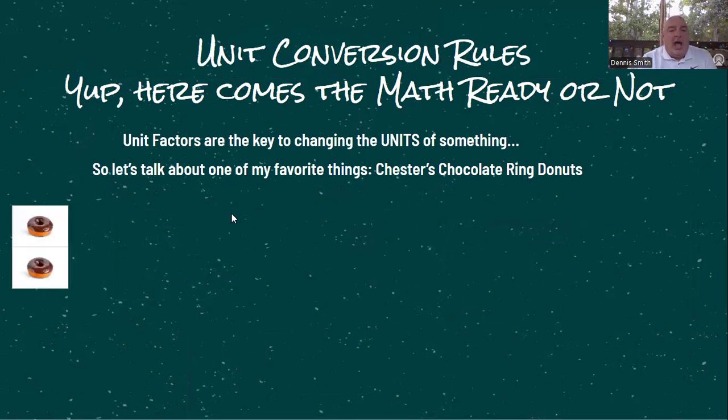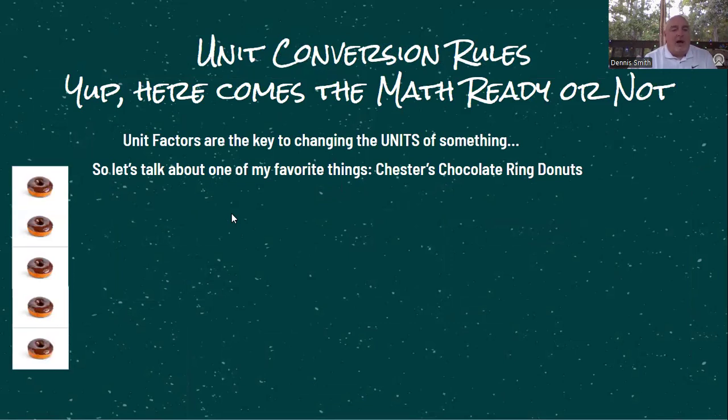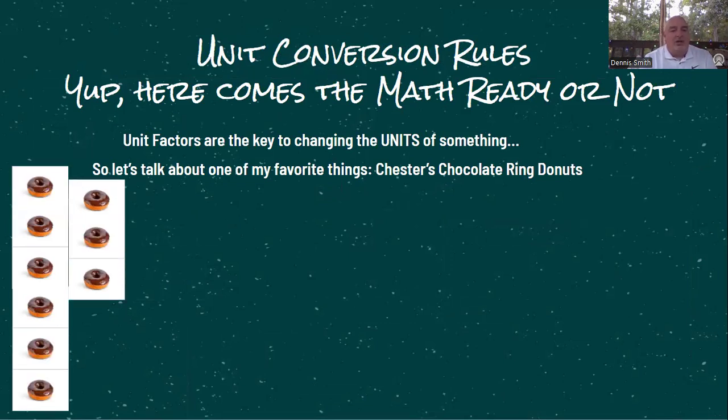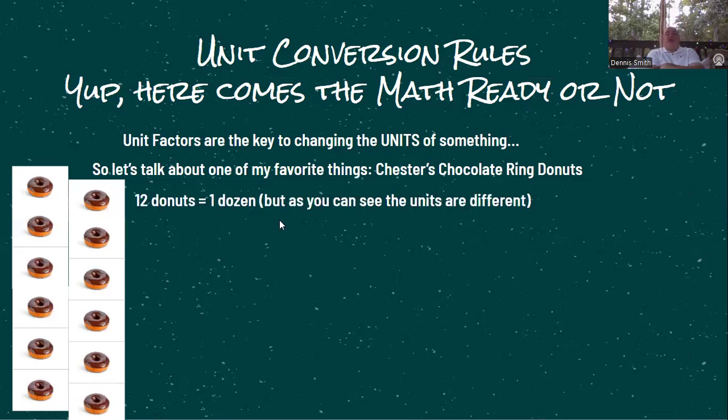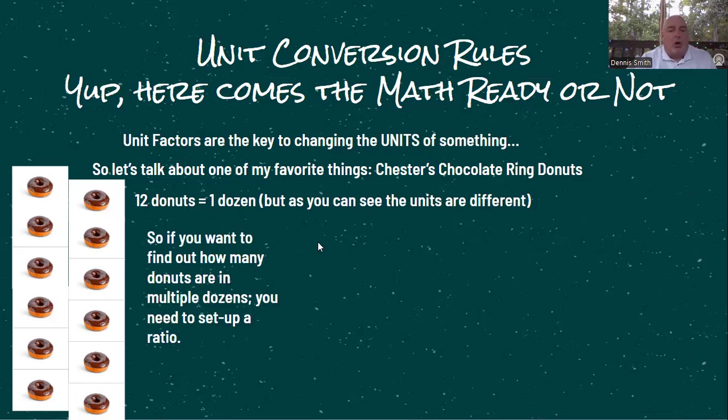Okay. So we have 3, 4, 5, 6, 7, 8, 9, 10, 11, 12. Okay. 12 donuts equals 1 dozen. And unfortunately, at Chester's, actually, a baker's dozen would be 14, but we're not even going to get involved in that. We're just going to say a dozen donuts is 12. Okay. So you have 12 donuts, but 1 dozen. And what do you notice about the units that are matched with each number? They're different, right? So what's going to happen if you need to figure out how many donuts there are in multiple dozens? You need to set up a ratio.